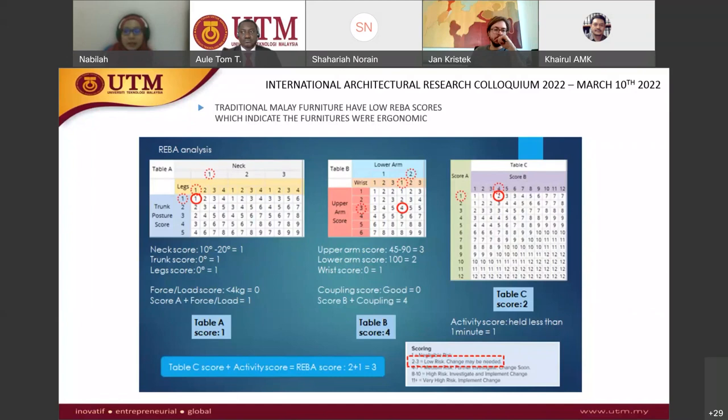So my study was to produce a data set. From this data set, it can be used to produce a new standard of ergonomics that can be used in the production of furniture in Malaysia. So that's it.